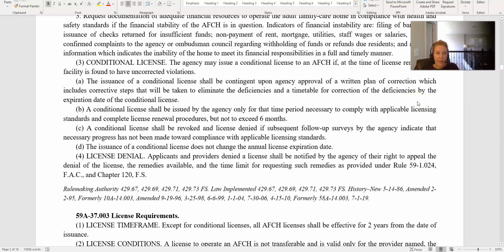Number 3, conditional license. The agency may issue a conditional license to an AFCH if, at the time of license renewal, the facility is found to have uncorrected violations.